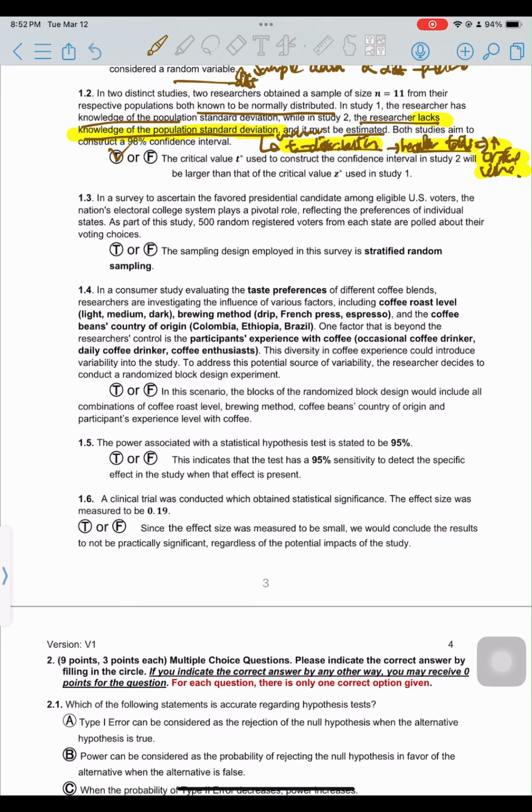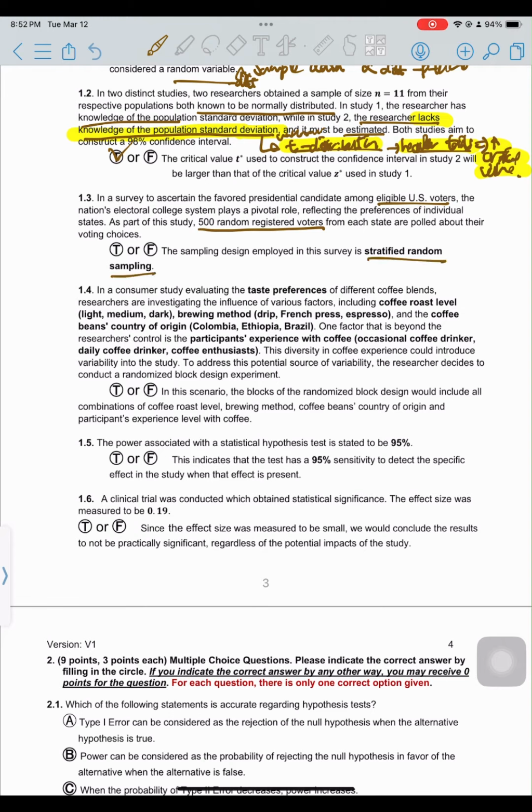Question asks, in a survey to ascertain the favored presidential candidate among eligible U.S. voters, the nation's electoral college system plays a pivotal role, and so on. As part of this study, 500 randomly selected registered voters from each state are polled about their voting choices. The sampling design employed in this survey is stratified random sampling.